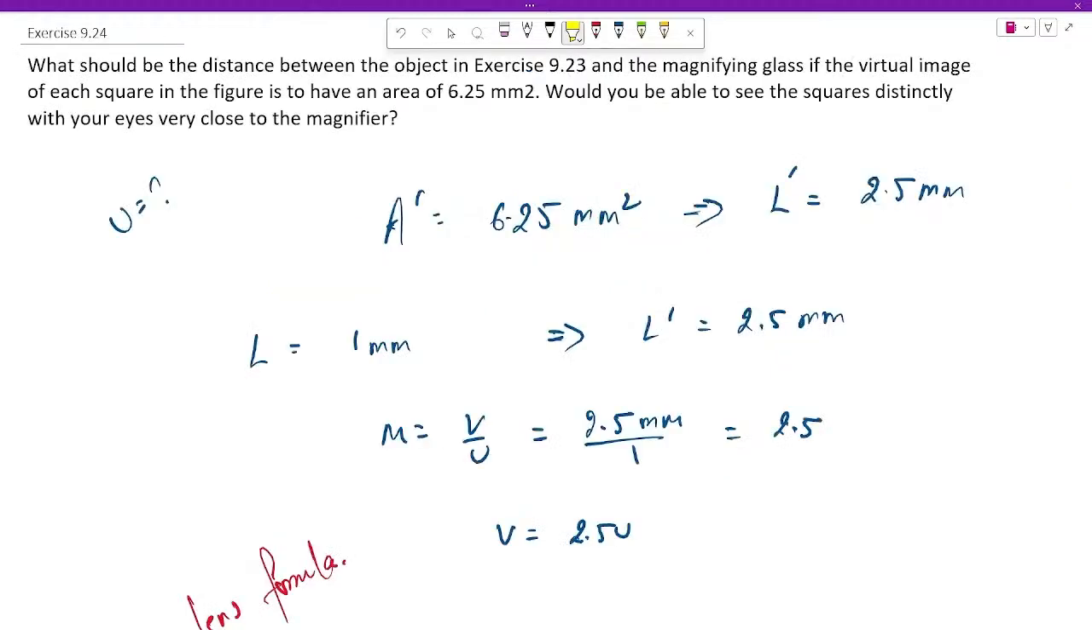The question is saying: what should be the distance between the object in exercise 9.23 and the magnifying glass if the virtual image of each square in the figure is to have an area of 6.25 millimeter square.